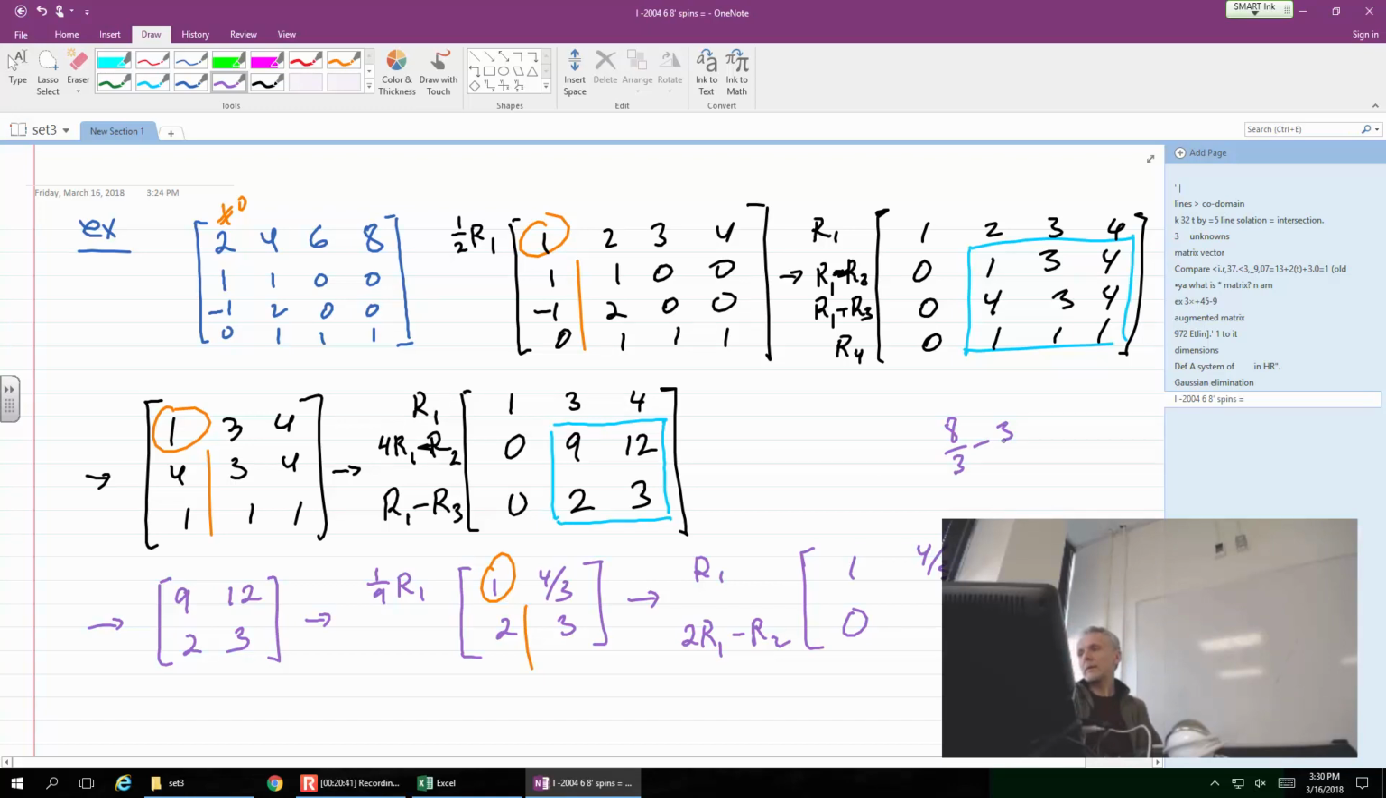Negative 1/3? Yeah, negative 1/3. Okay, so I have a row echelon form. Let me put it together.